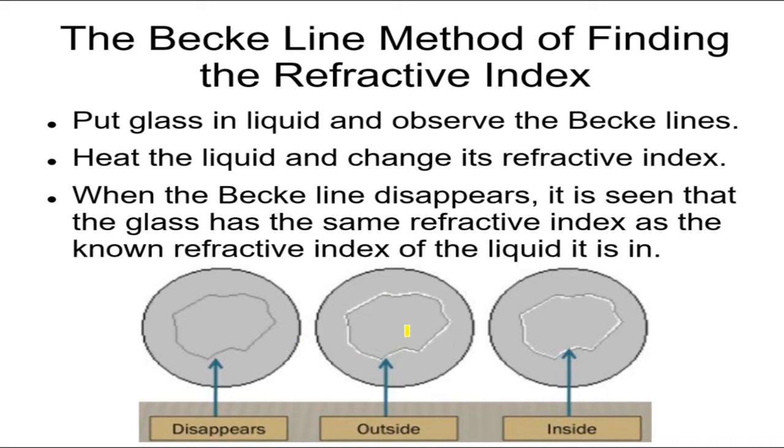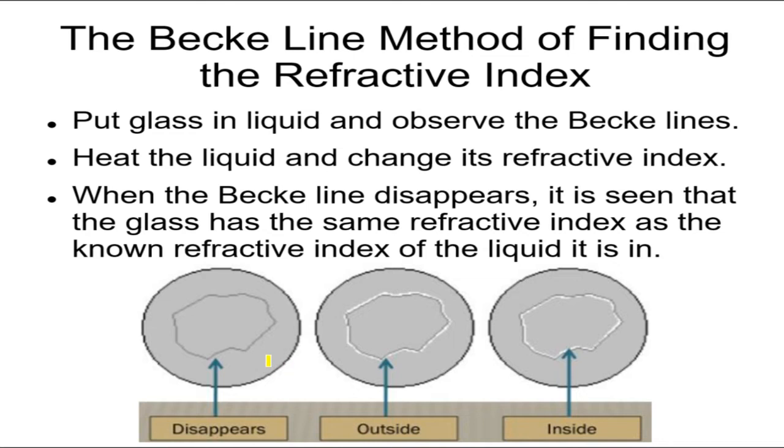So we put the glass in water, let's say it looks like this. We'll, let's say, heat it up. And if we heat it up just enough to make the line disappear, we'll know the refractive index of water, and we'll know the refractive index. Oh, it's not necessarily water, by the way. It's probably a different liquid. But I'm just giving you water as an example.